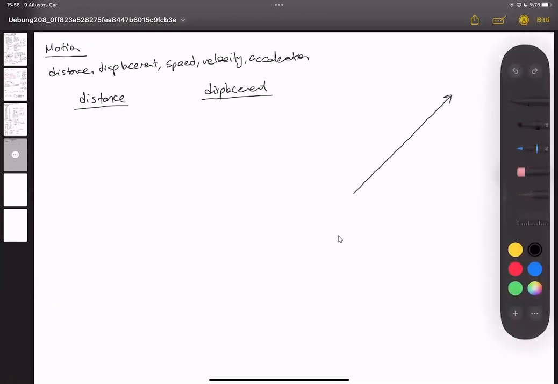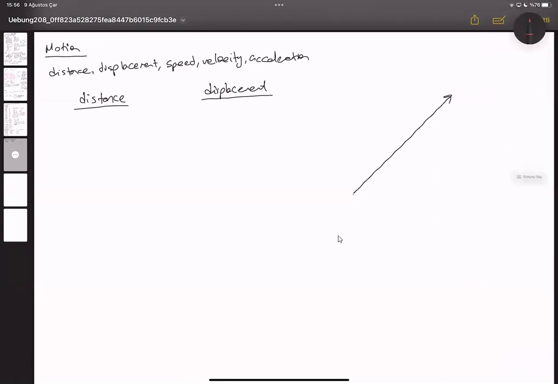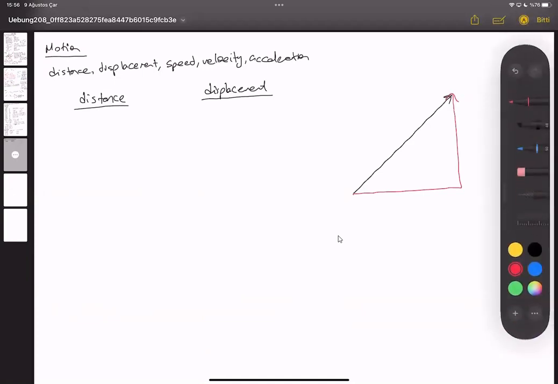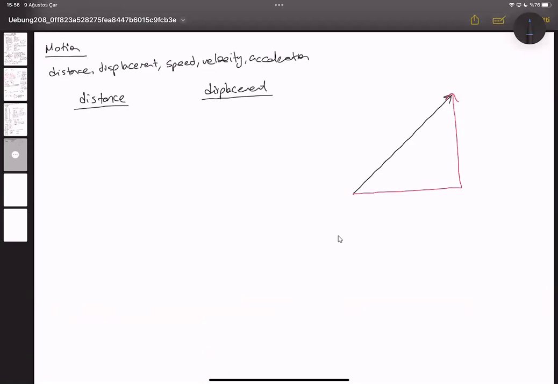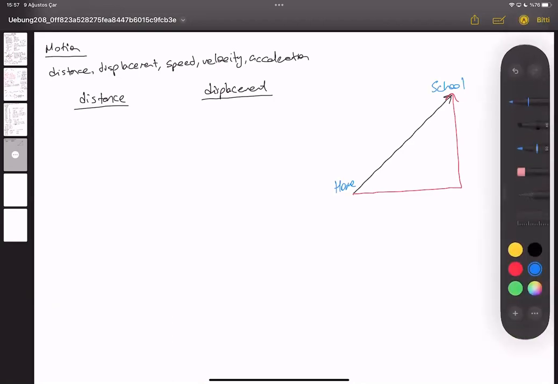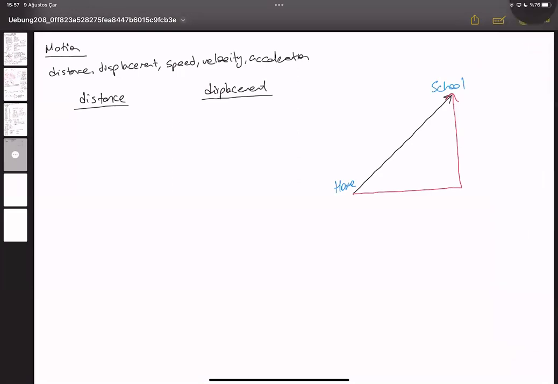So, think like that. You are starting from your home and going to your school. And you can use two different ways. One of them, the red road, and second of them, the black road. If you use these roads, what is your distance and what is your displacement? We will answer these questions.